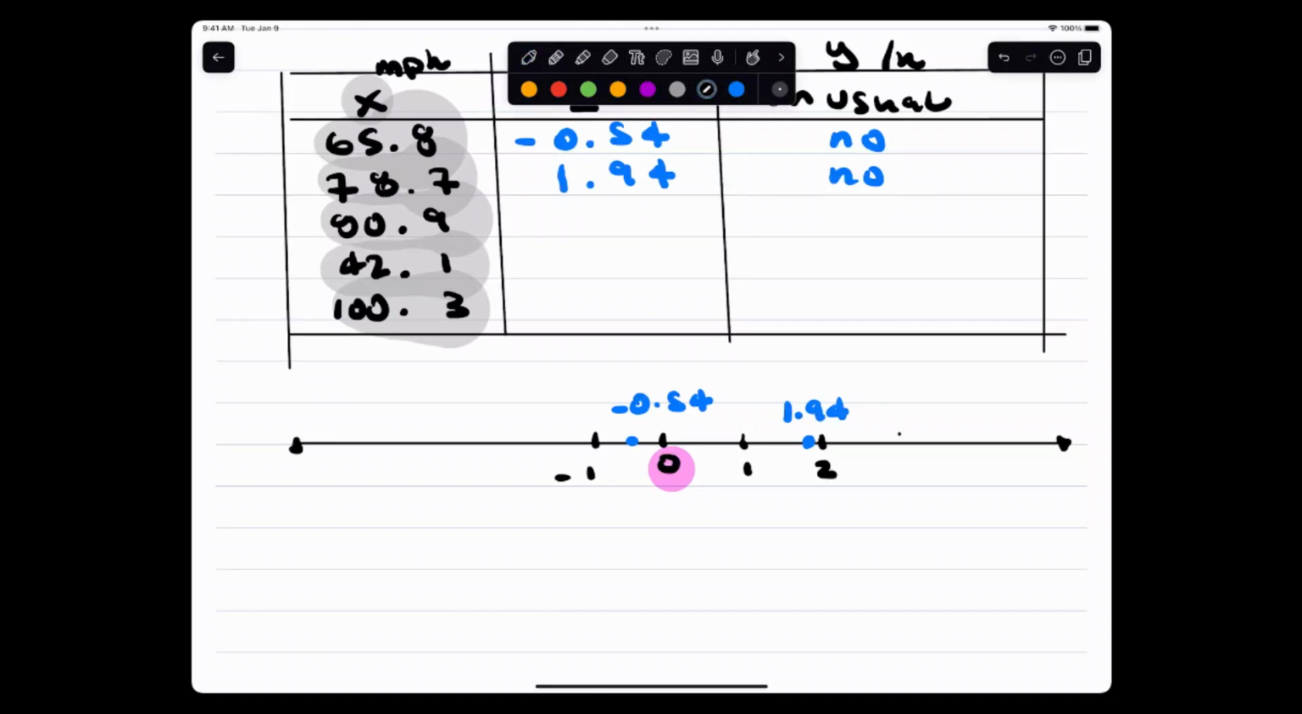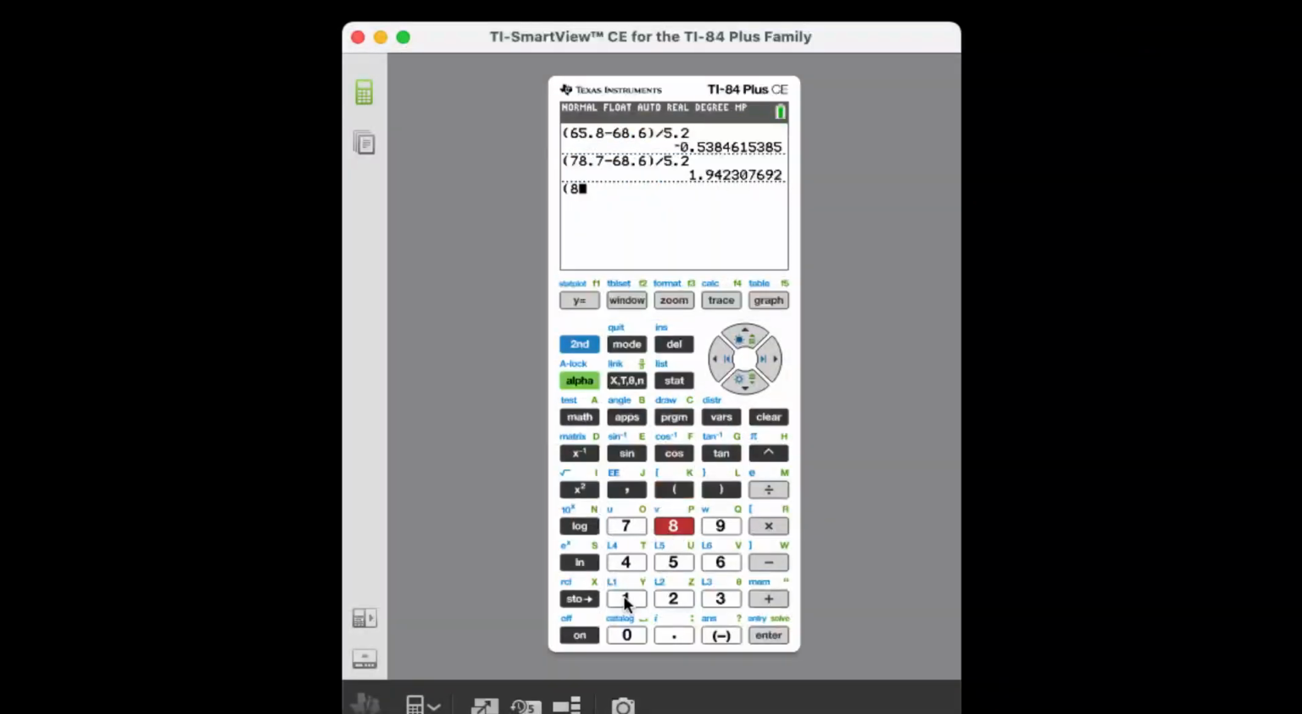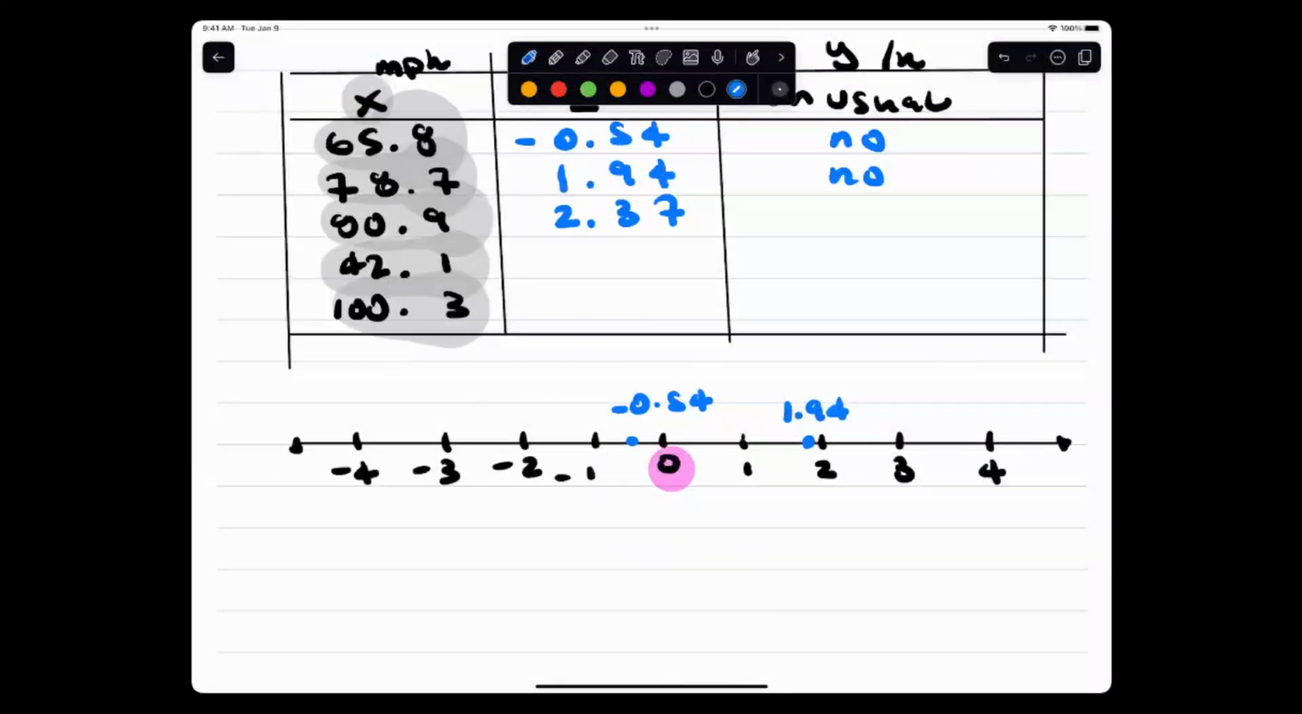We're going to put some of these 3, 4, negative 2, negative 3, negative 4. Okay, put 80.9 now. Minus 68.6 divided by 5.2. What do you guys end up with? 2.37. All right, let's put that over here. 2.37. Is that unusual? Yes.